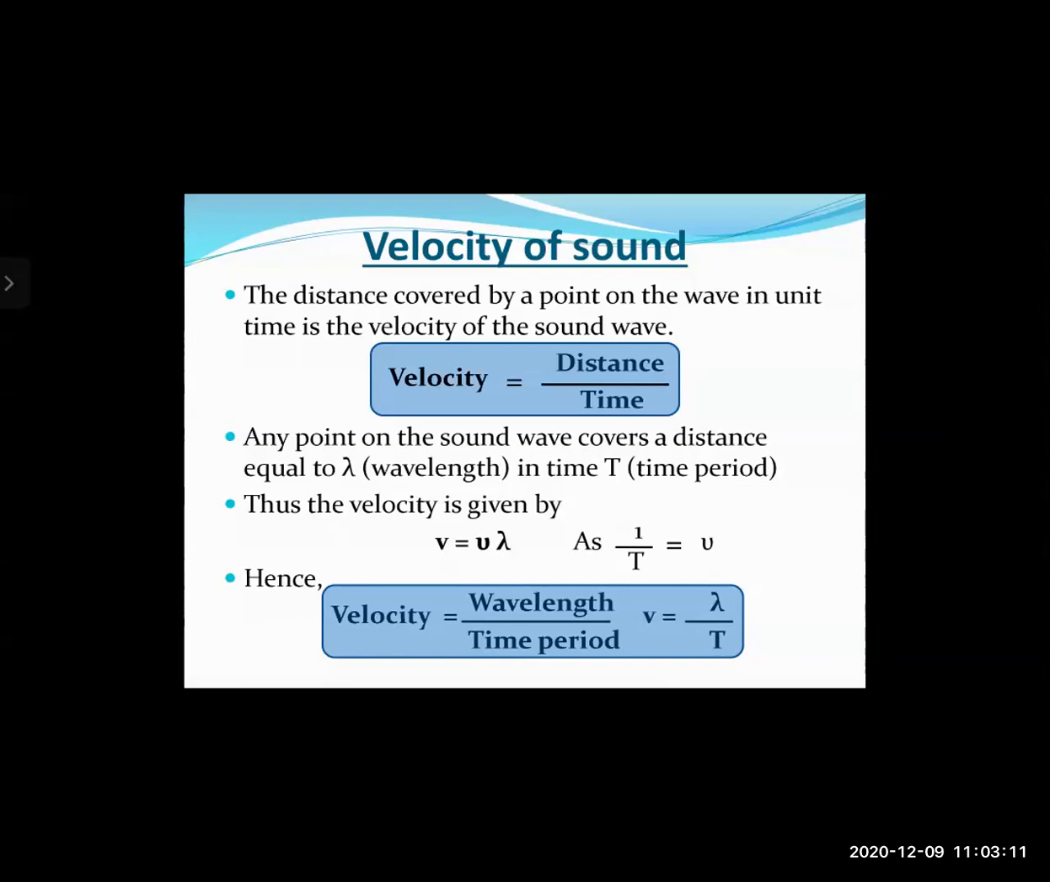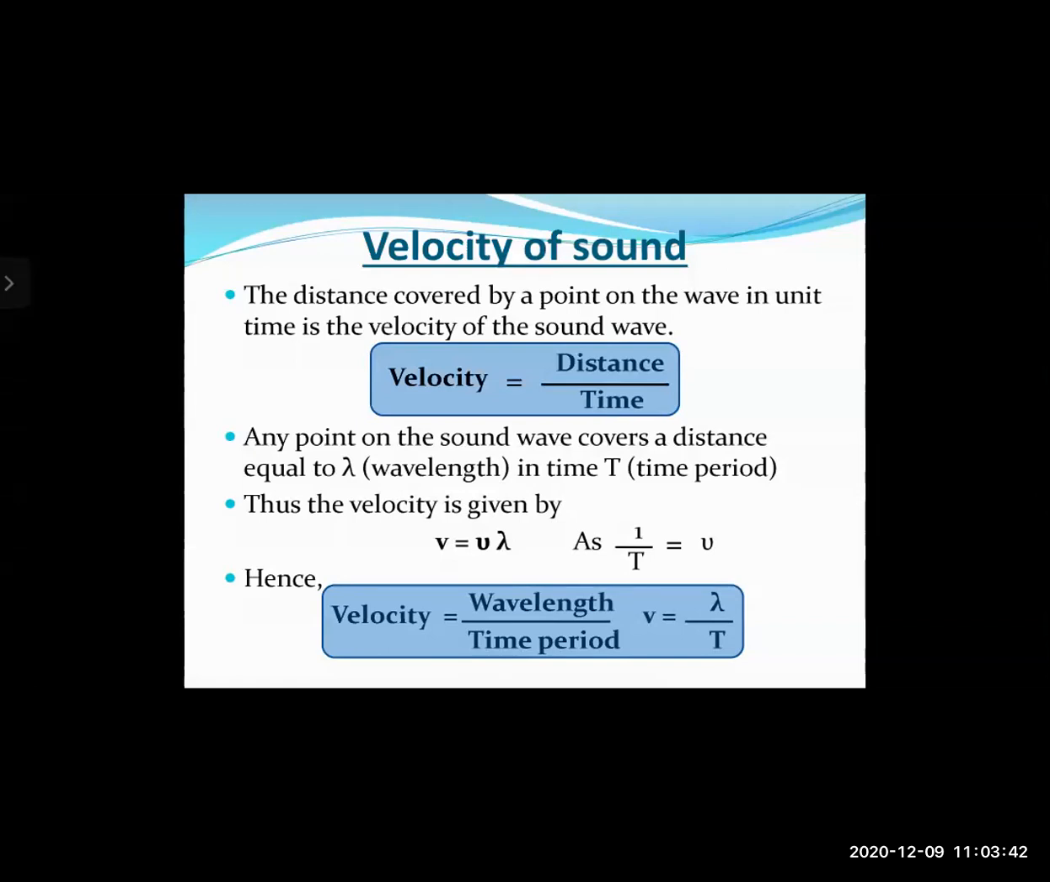So it becomes lambda upon 1 upon t. On solving it, it becomes v, the velocity of sound, equals lambda upon t, where lambda is the wavelength and t is the time period of the wave. This will help us in calculating the velocity of sound in different mediums. So let us go through it again. The distance covered by a point on the wave in unit time is the velocity of the sound wave. And there are various formulas. So the first one is what?